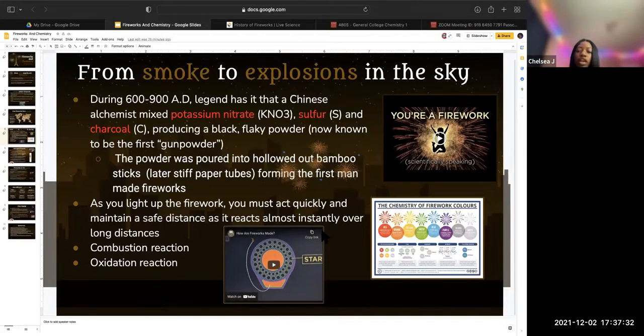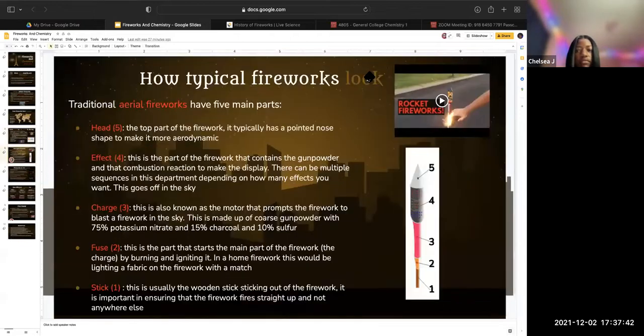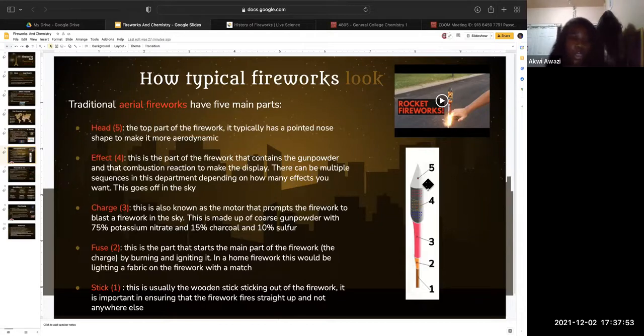And yeah, that video just highlighted more of what I said about the colors and the different shapes and just overall how fireworks are made. So in this slide, I'll be talking about what a typical firework looks like, the one you can buy and just set off at home.